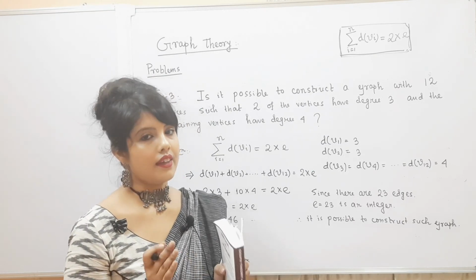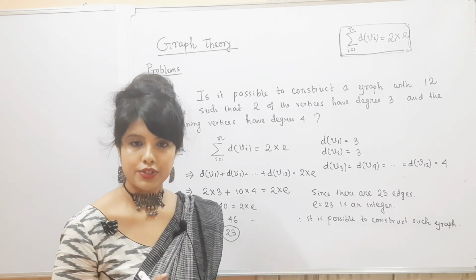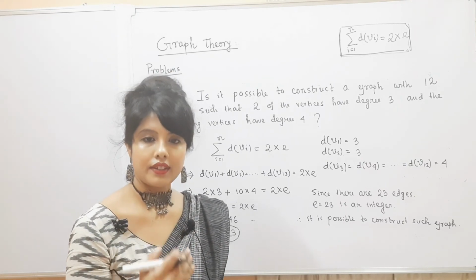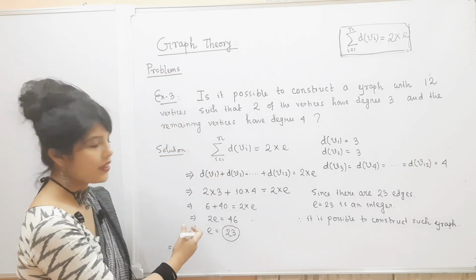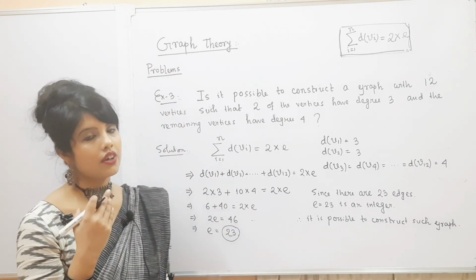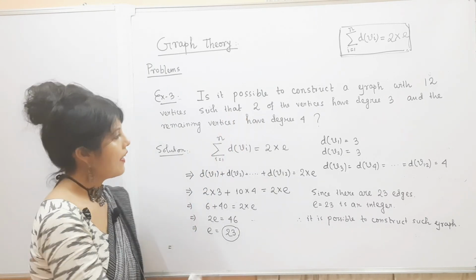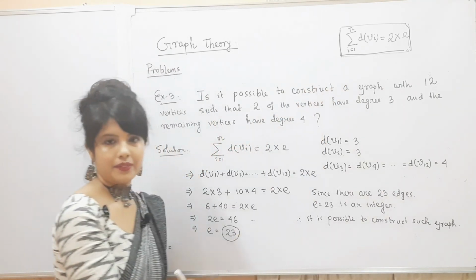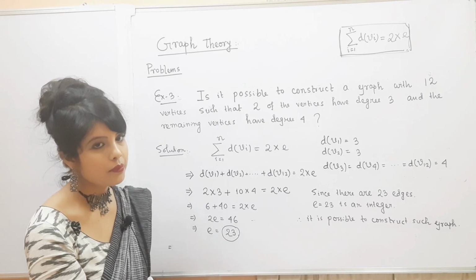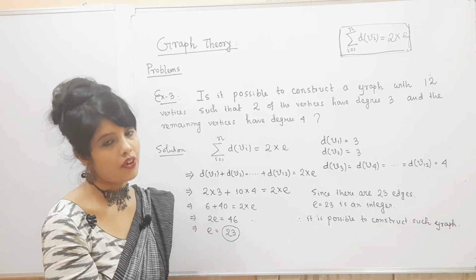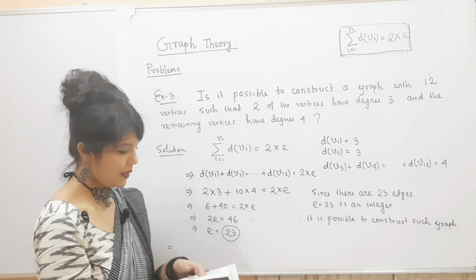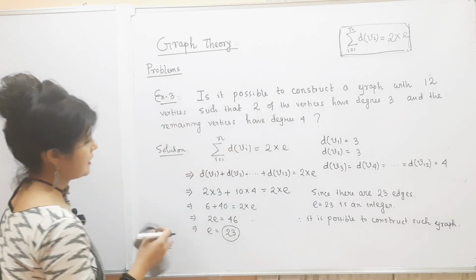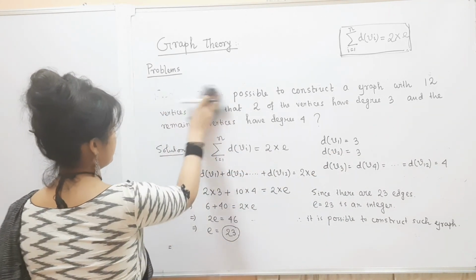So till now I have done three kinds of problem. The first one was to find out the number of edges, the second one was to find out the number of vertices, and the third one is whether it is possible to draw a graph having such properties. All three examples are based on this formula. This is a very important formula, and it is applicable for any kind of graph. Now coming to the next problem, so I am removing this one.